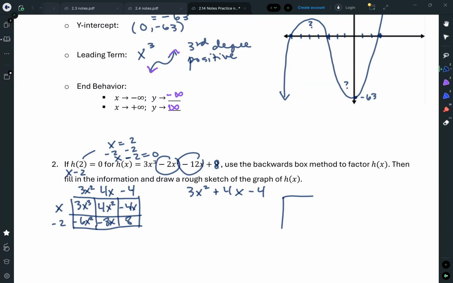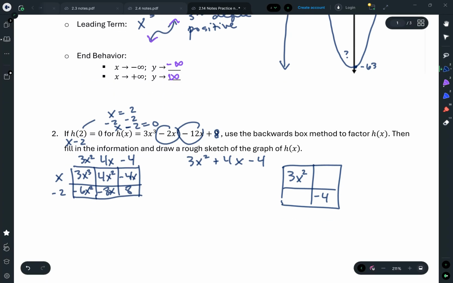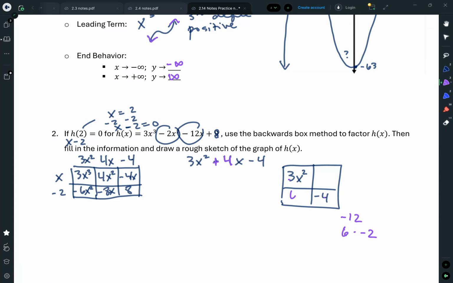So go ahead and create your little box. I have 3x squared, negative 4. So my magic number is 3 times negative 4, which is negative 12. So I'm looking for things that multiply to make negative 12, add to make a positive 4 up here. That's going to be 6 times negative 2. So 6x, negative 2x. You could certainly swap those around. Look in your rows and columns for what's in common. X, 2, 3x, negative 2. And then we'll go ahead and factor.